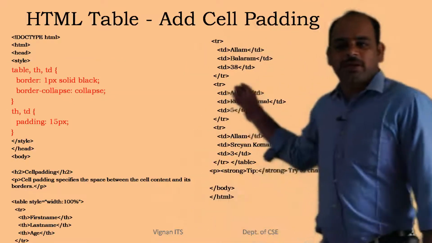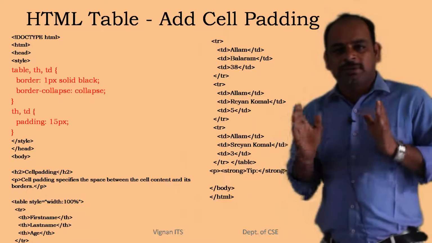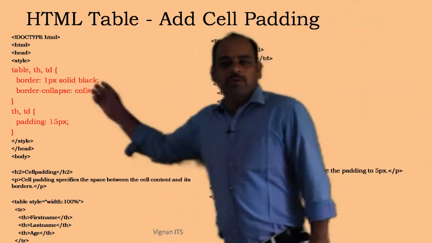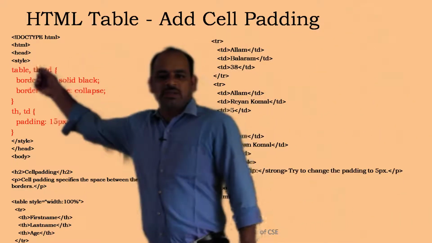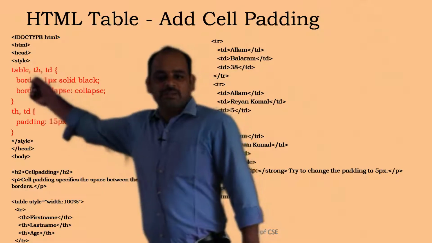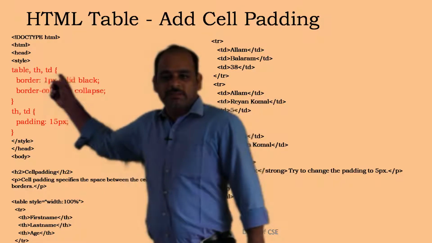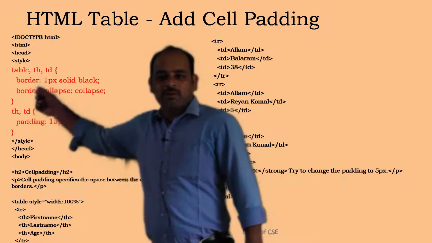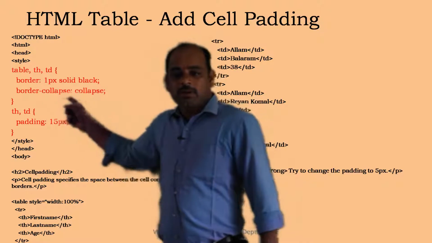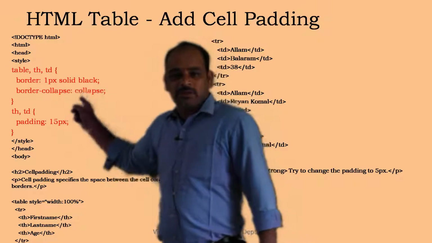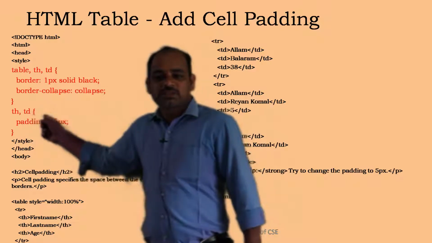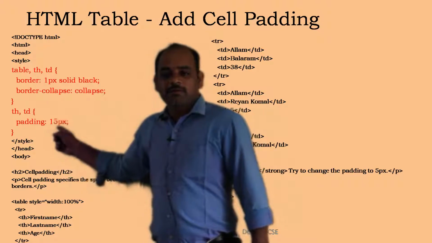Now, add cell padding here. So here we can also add the cell padding to the cells of the table. How can we do that? Again, there is a change here in the style attribute: table, th, and td. th is table header, td is table data here. This is for the column. Border is the same, 1px solid black, and border-collapse is the same, collapse here. And here I am doing padding: th, td, and padding 15px here.